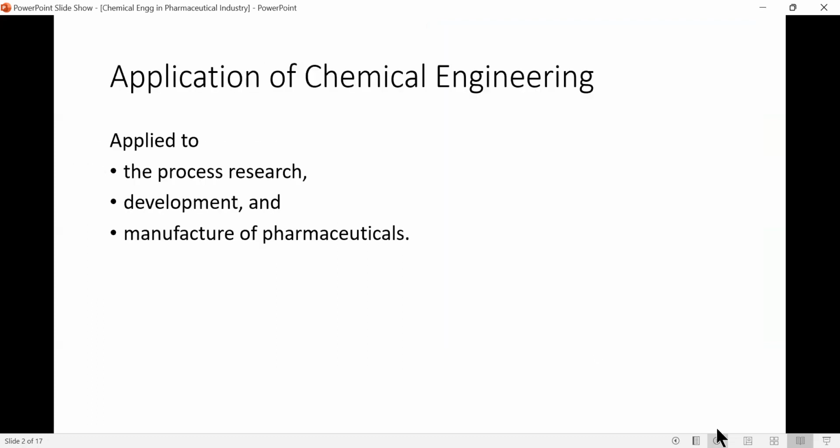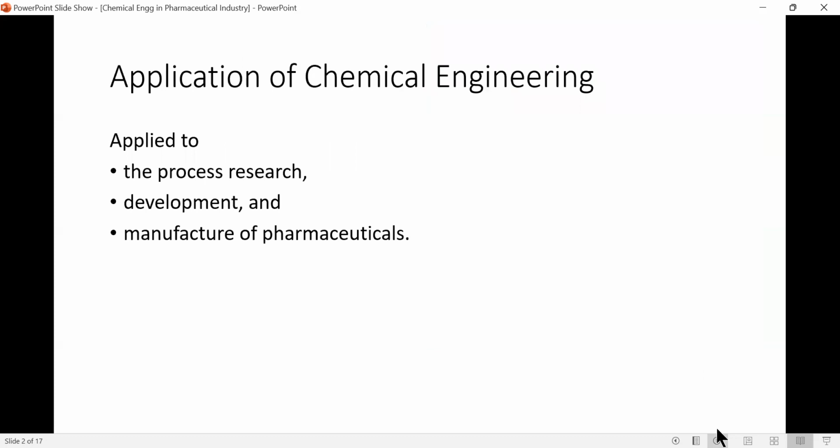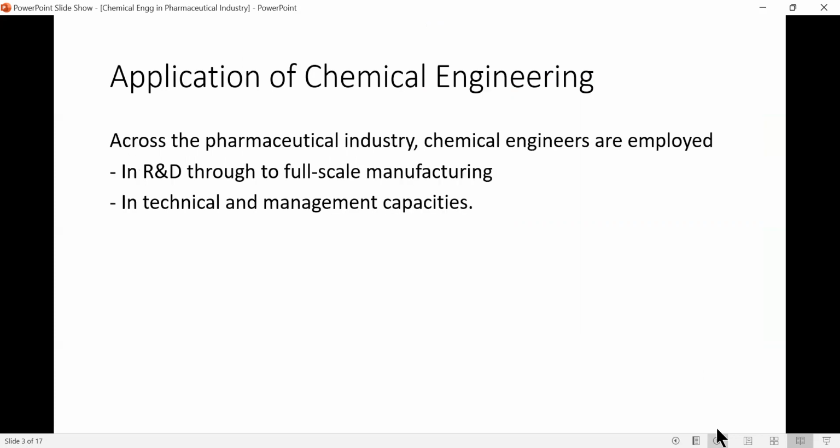Coming to the application of chemical engineering, the role is towards the process research, development, and manufacturing of pharmaceuticals. Across the pharmaceutical industry, chemical engineers are employed where? They are employed in R&D through to full-scale manufacturing, that means from the phase of R&D to the phase of full-scale manufacturing, in technical and management capacities too.